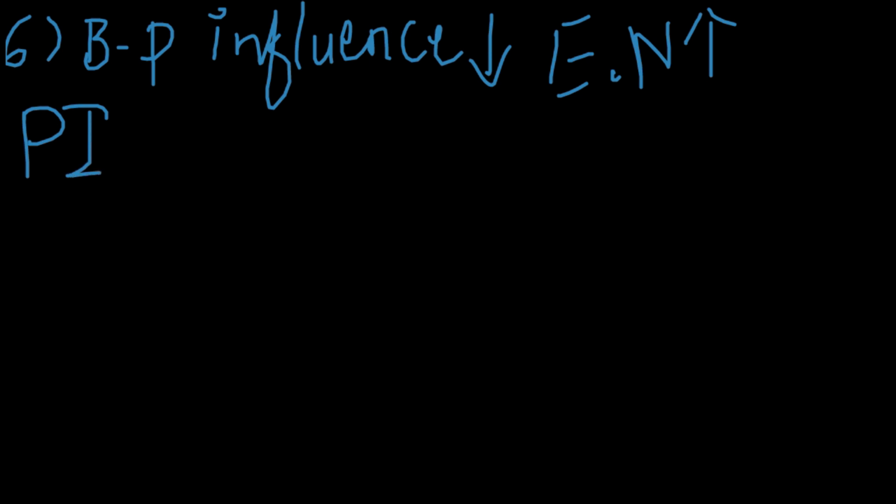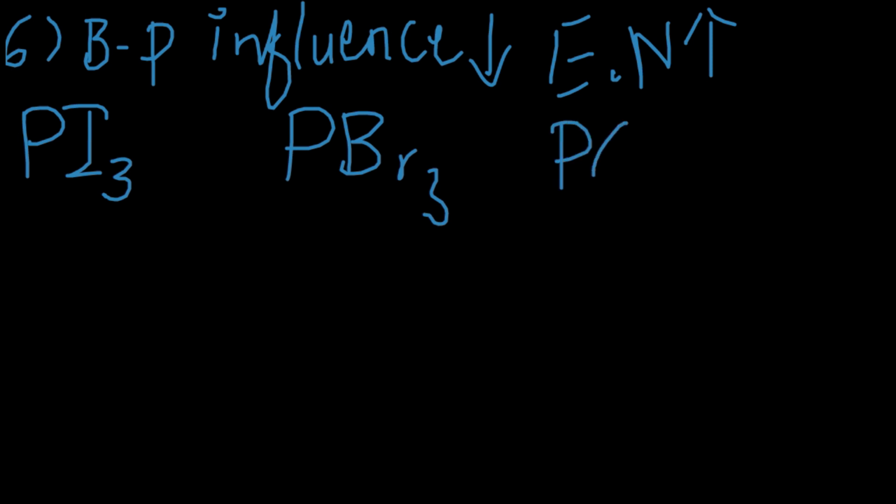Let's consider 3 molecules: PI3, PBr3, PCl3. Phosphorus triiodide, phosphorus tribromide, phosphorus trichloride. These all are AB3 type molecules. The central atom has 4 electron pairs around itself, where 1 is a lone pair and 3 are bond pairs.